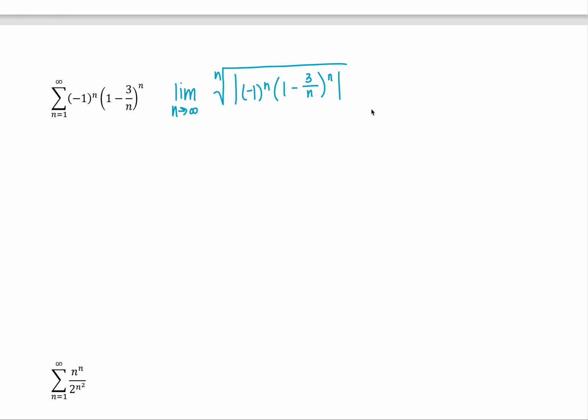Now for the first time, our absolute value bars are going to do something here. Since we're looking at the absolute value of this, the negative 1 to the n, we're just going to look at it being a positive 1. That's what the absolute value bars are going to do. So the negative 1 to the n is going to look like it disappears, but again, it's because of the absolute value. 1 minus 3 over n to the nth power. We're looking at the absolute value of that, because if n is 1, for instance, this could be negative.